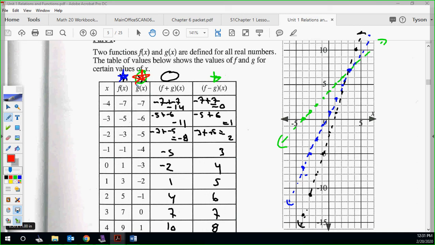This is g(x). It's going up 1 each time. -4, -7 again. So right there, -6. And that one looks like this. You can draw those more solid lines if you like, but that's just the illustration of all those functions together.